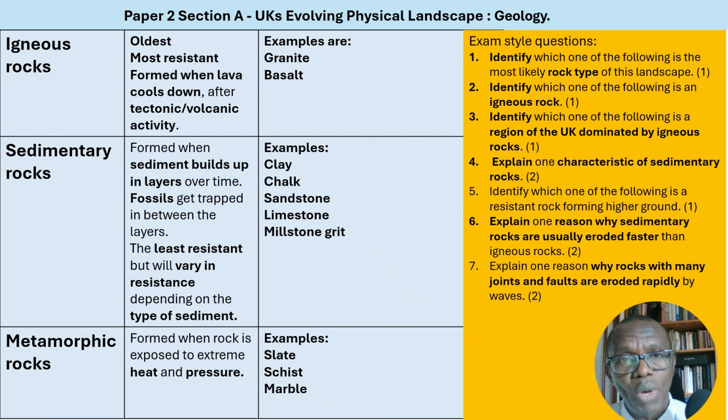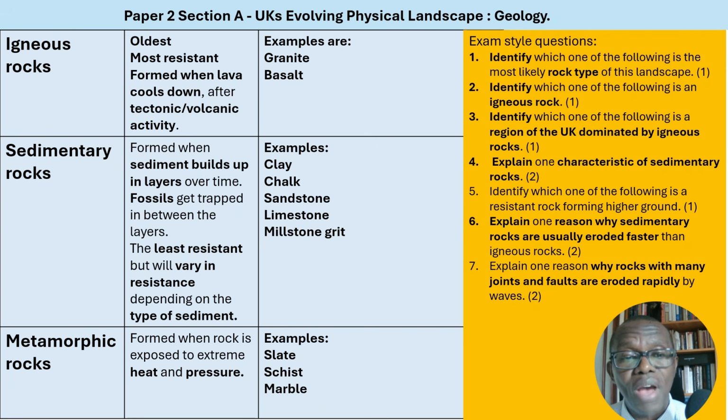So when we are talking about igneous rock, obviously this is rock that has been formed by volcanic activity, and it's the most resistant type of rock, obviously formed when lava cools down, and examples here are granite and basalts.